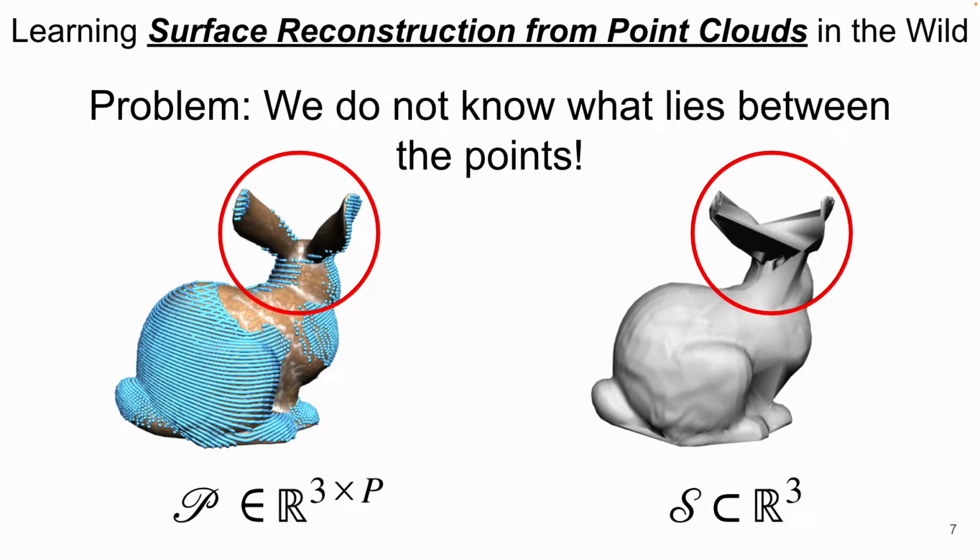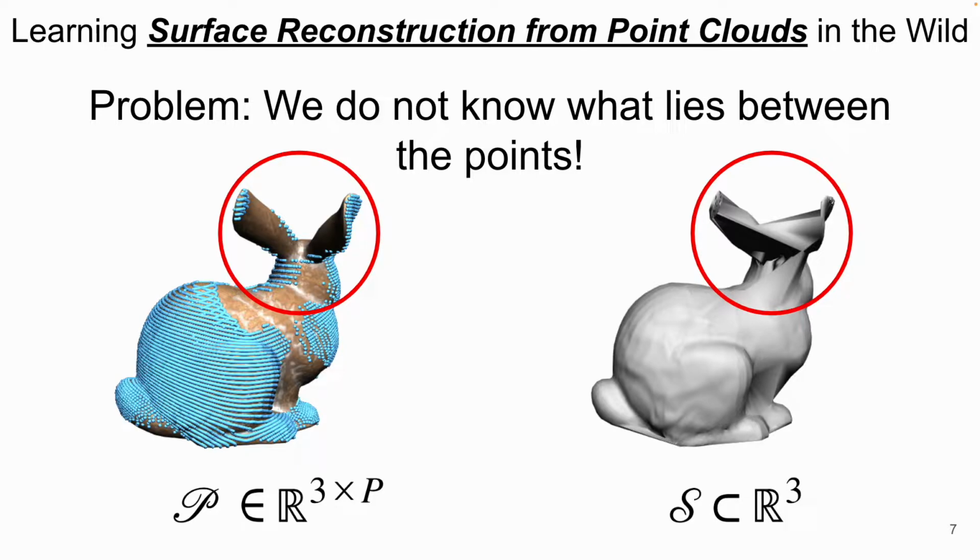And now going back to this bunny object, if we take a closer look, we can see that we missed some areas when scanning it. And where we miss points, our reconstructed surface is not very truthful. So for example, we can see here that the bunny ears are not separated well. So the problem of surface reconstruction is that we do not know what lies between the measured points. And traditionally, this problem has been solved by using different kinds of handcrafted priors during the surface reconstruction process.